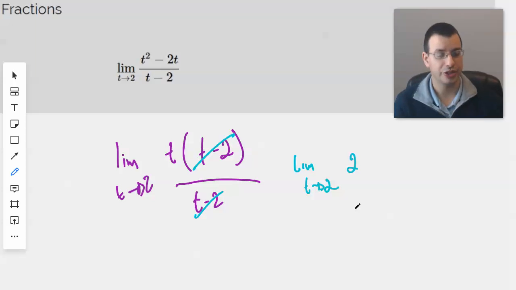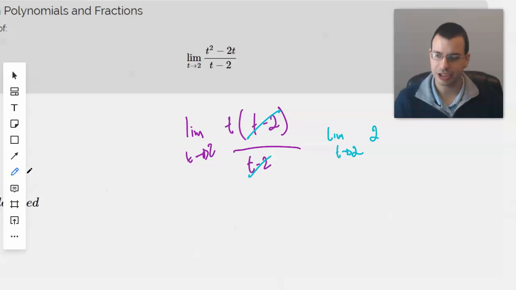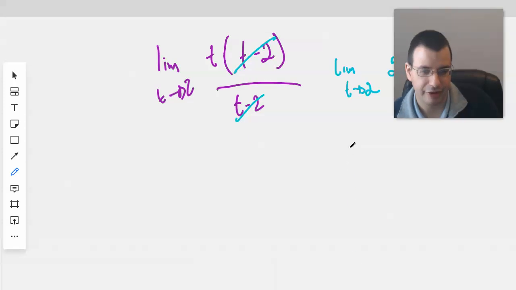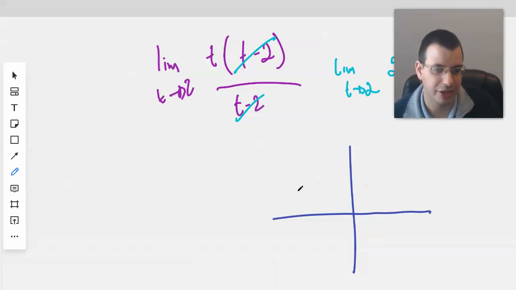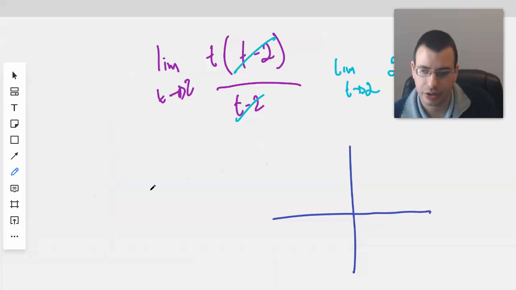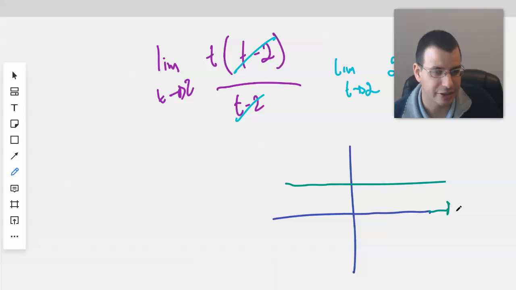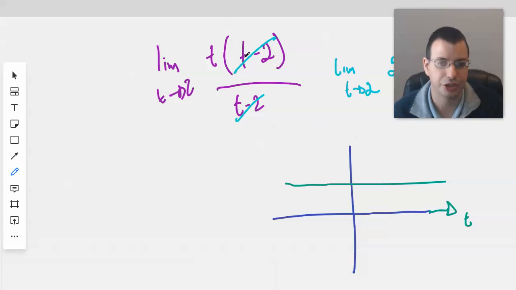So what this is saying gets at a couple of concepts here. Let's draw this on a graph. Blue. So you have a graph, and you have t equals 2. So let's say y equals 2. So we got a graph like such. And let's say this is t. For all values of t, this equals 2. This is this equation up here.